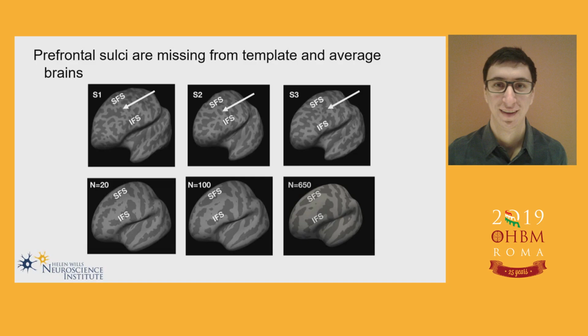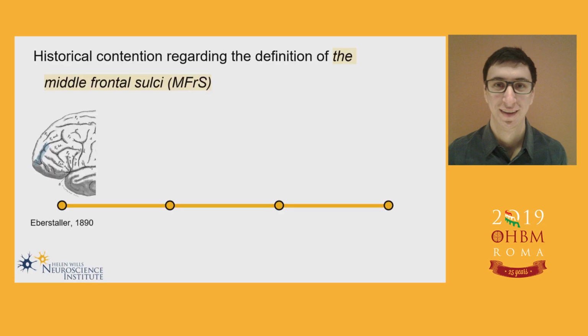And it's not surprising that these structures are missing from average templates, given that they've been historically mischaracterized. In the human frontal lobe, there are 2 large primary sulci. There's the superior frontal sulcus and inferior frontal sulcus. In between them is the middle frontal gyrus, or MFG. Within the MFG, there are actually numerous smaller sulcal indentations, but these have been historically debated.